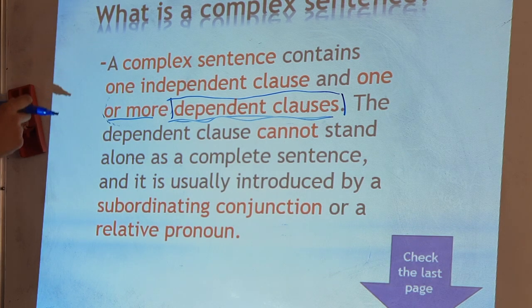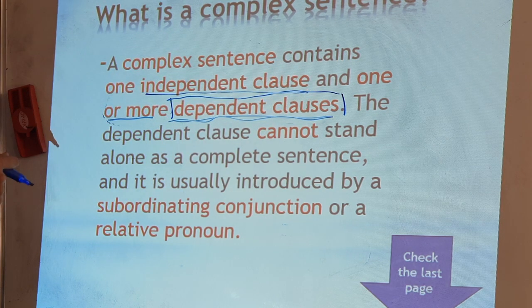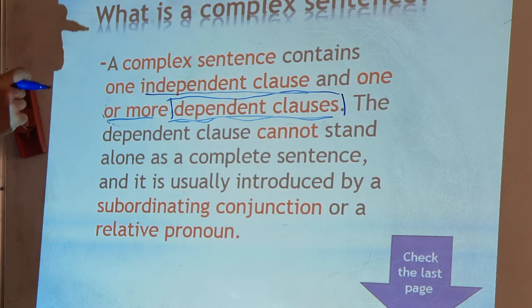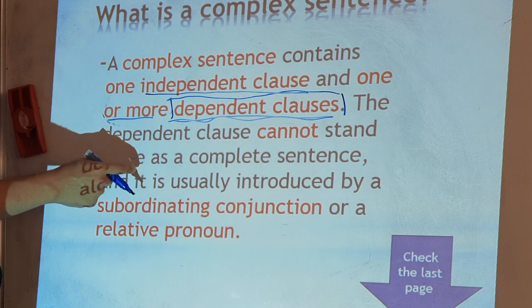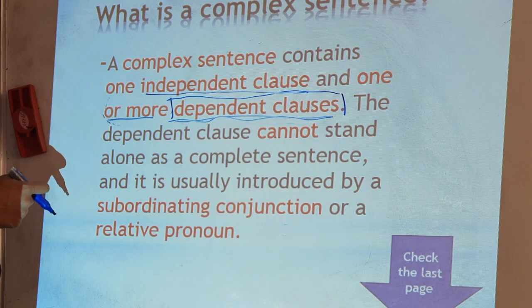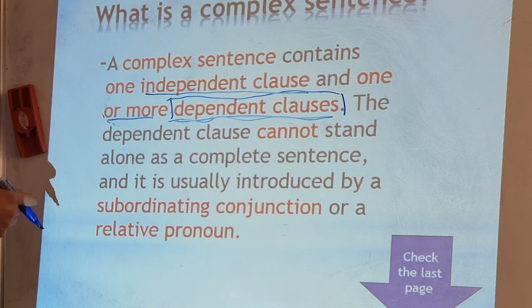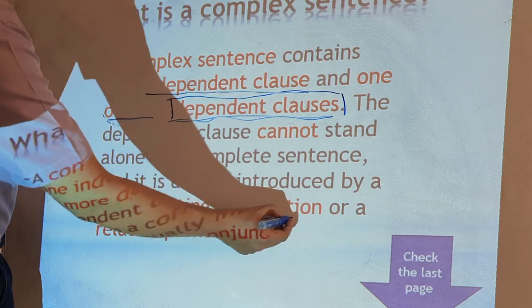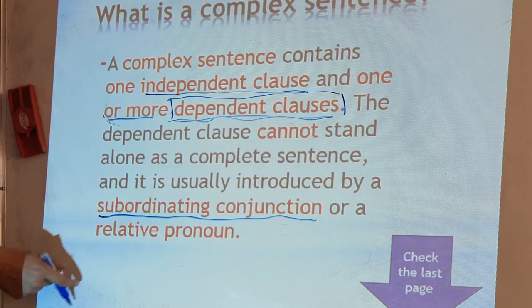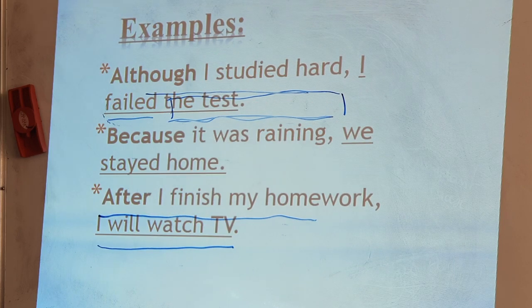Like in here, a complex sentence contains an independent clause and one or more dependent clauses. It needs an independent clause in order to be meaningful. The dependent clause cannot stand alone as a complete sentence, of course, because it does not have meaning. And it is usually introduced by a subordinating conjunction. We will see some subordinating conjunctions later. And of course, relative pronouns. So let's observe these examples.